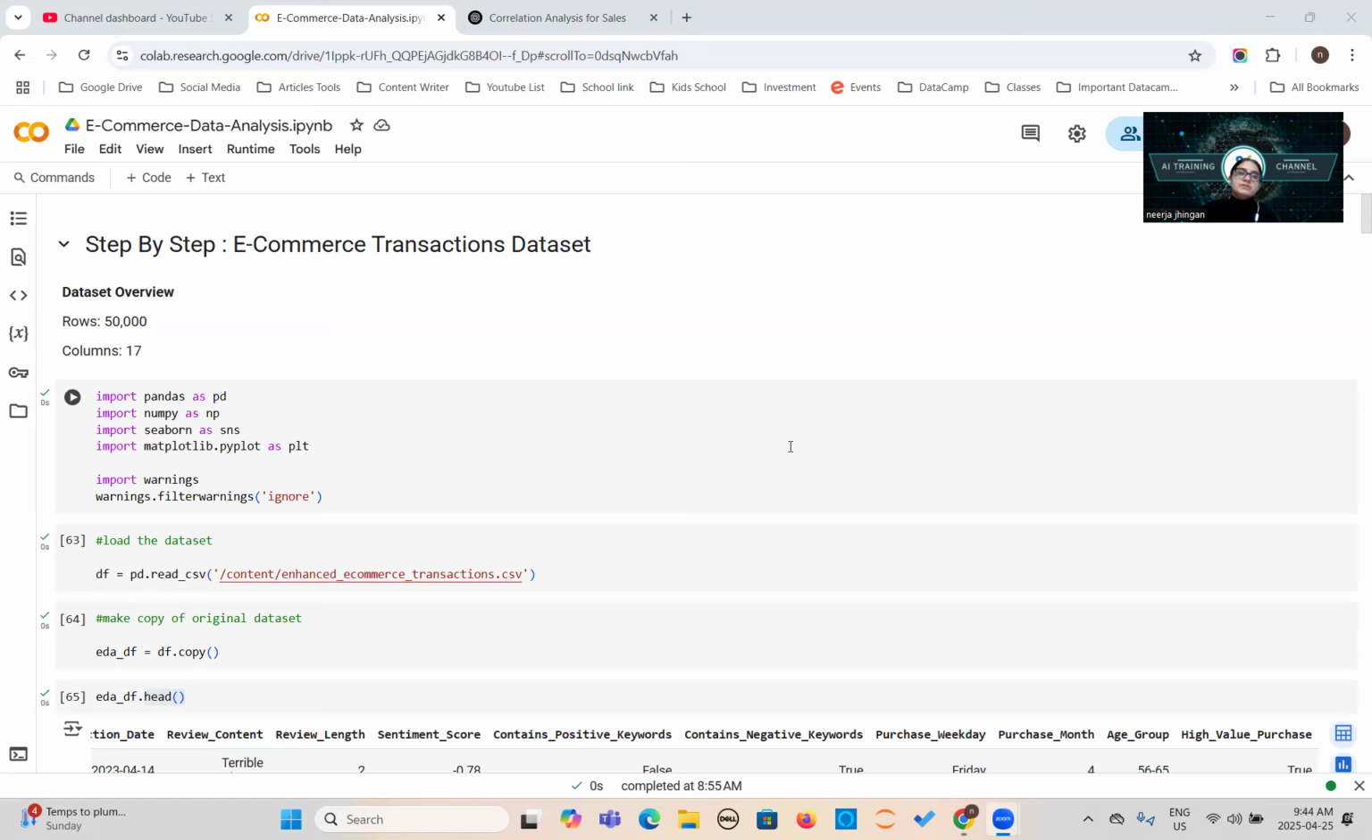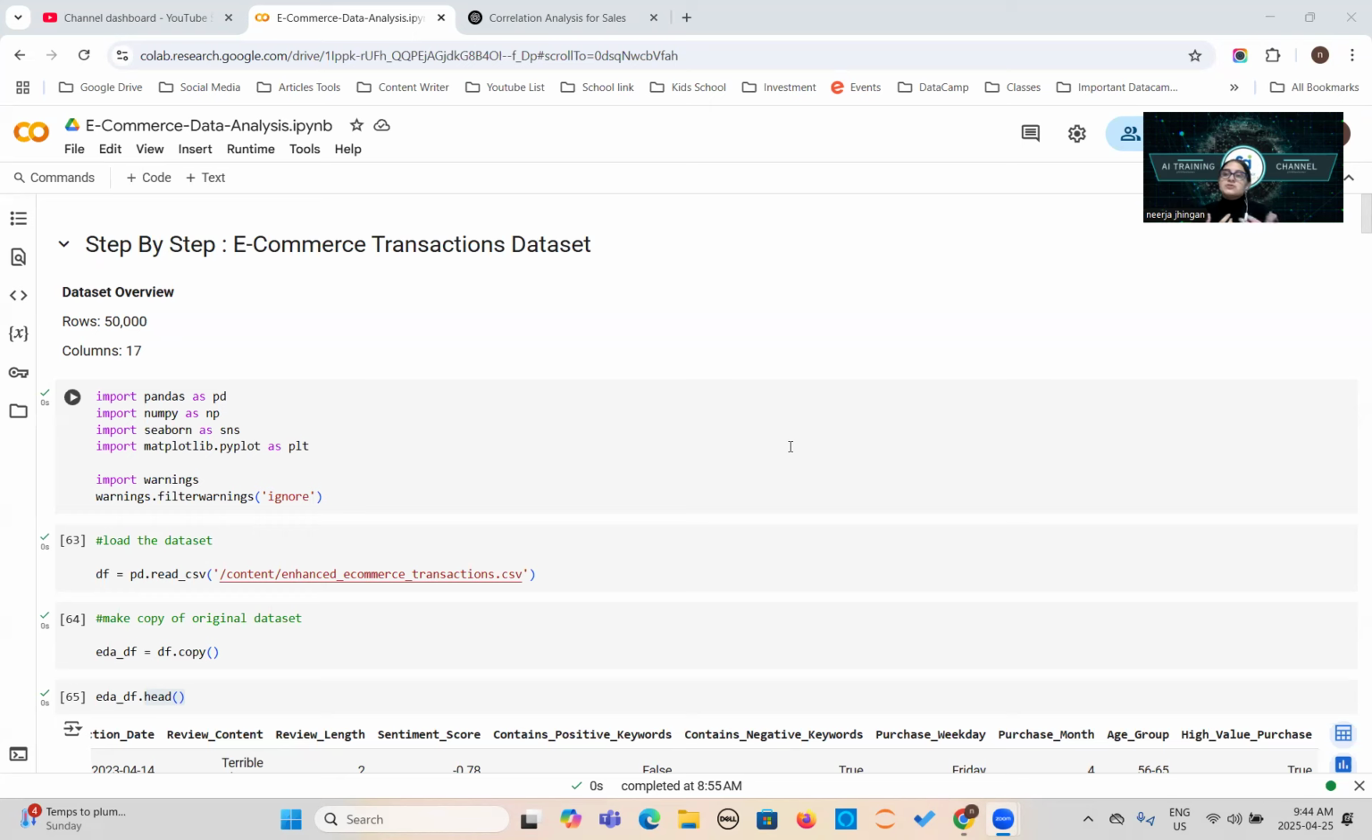Today we are diving into data analysis and visualization step by step for the e-commerce transaction sales data set. This is the most popular domain in AI. So why do we do e-commerce transactions analysis?